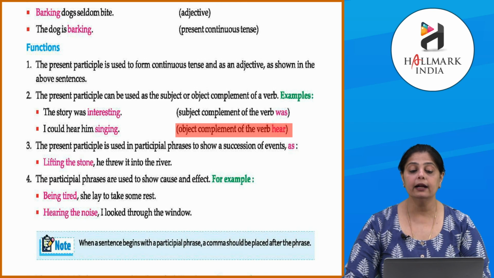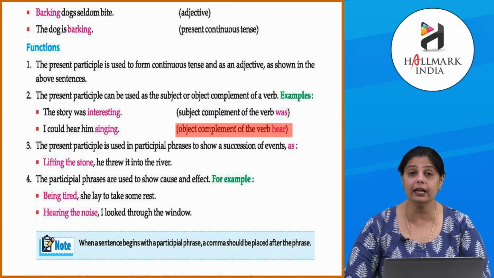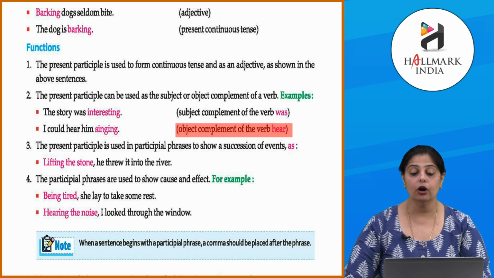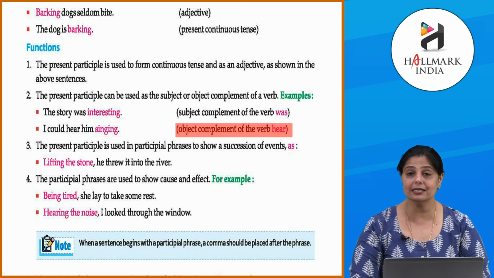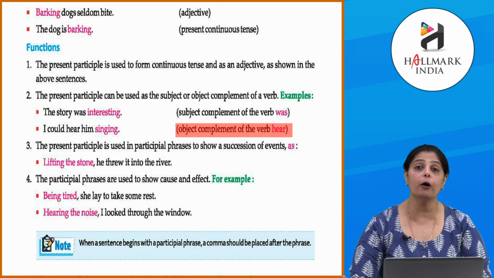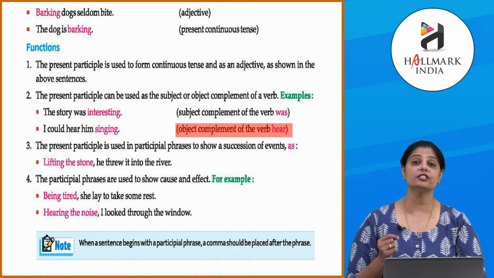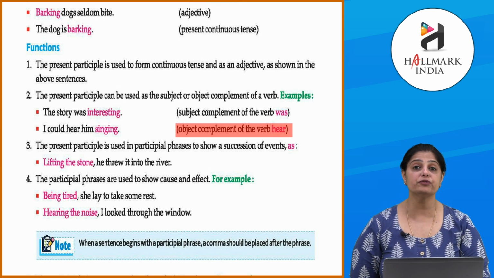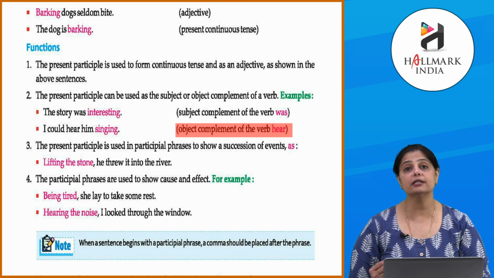Okay, so what does this mean? First function क्या होता है? The present participle is used to form continuous tense. Continuous tense form करने के लिए present participle use किया जाता है. Okay, and as an adjective, as shown in the above sentence. तो हमने जो sentences देखे थे, barking dogs वाला and the dog is barking वाला, so that is how it is used to form continuous tense or to form an adjective. Secondly, the present participle can be used as the subject. तो present participle को हम subject के तौर से भी use कर सकते हैं और as an object complement of a verb. तो the story was interesting.